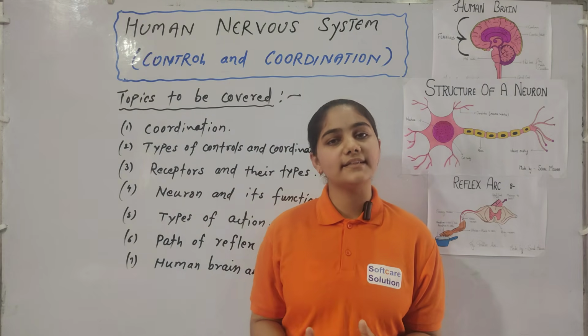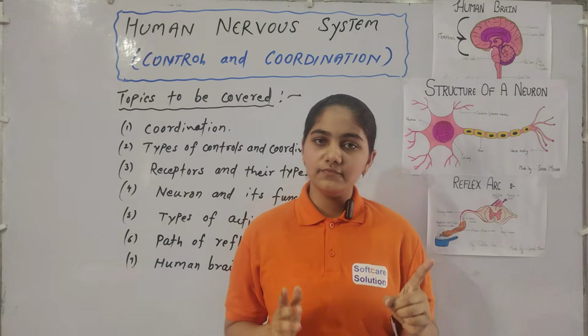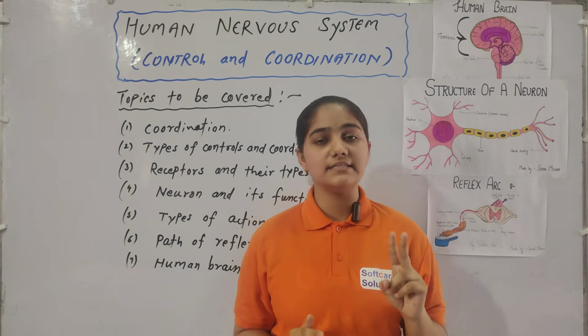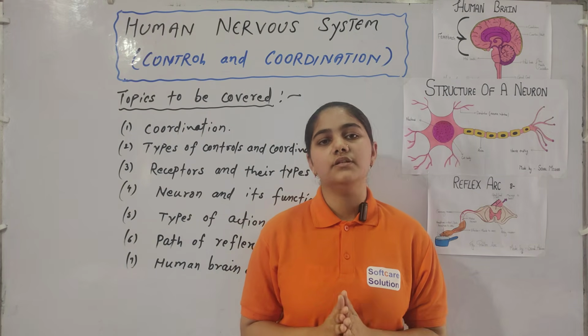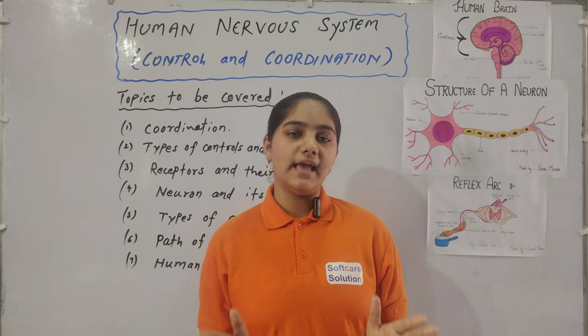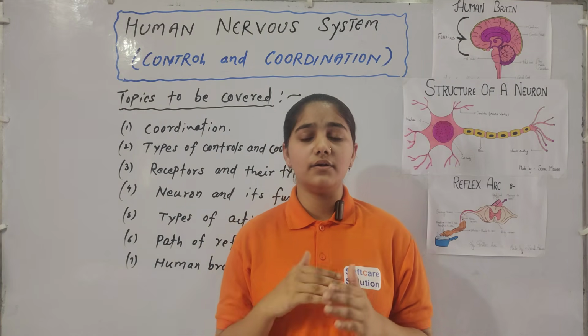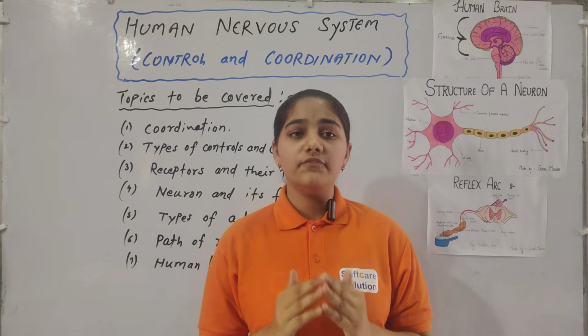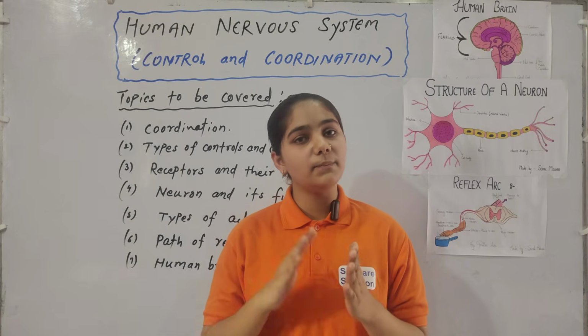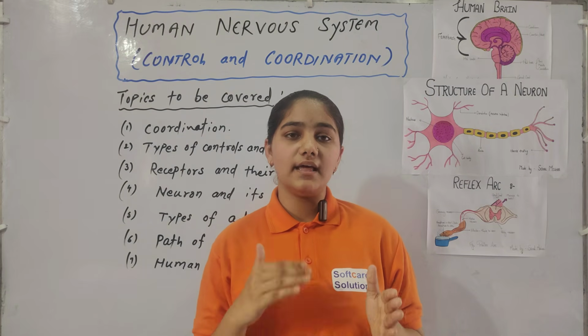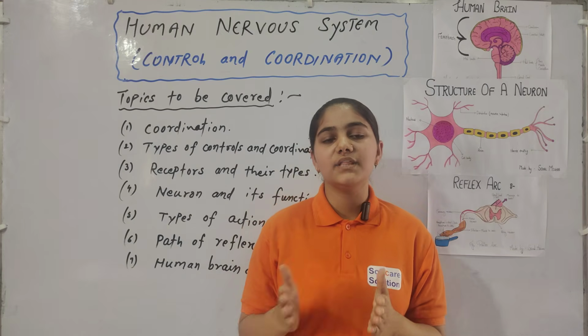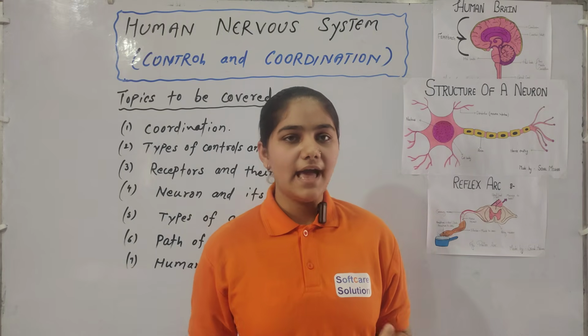Then our next topic is types of action. So there are basically three types of action. First, voluntary action, second one is involuntary action, and third one is reflex action. So voluntary actions are the actions that we can control by our own will, meaning our thinking and our brain are involved in this action. Actions like running, dancing, writing something, learning something are voluntary actions.